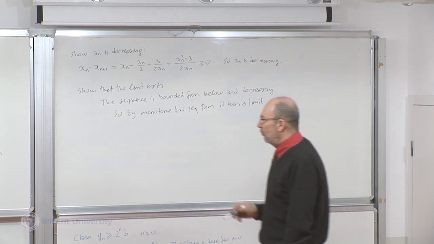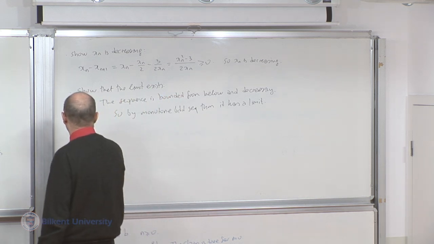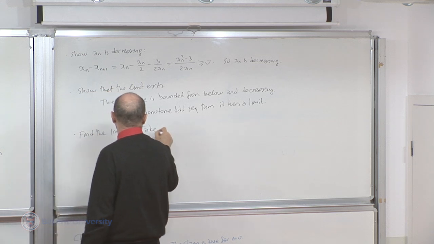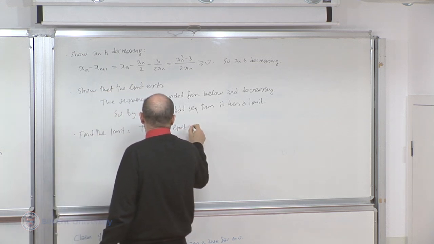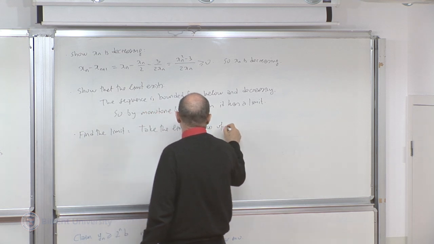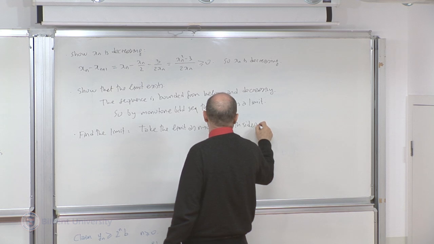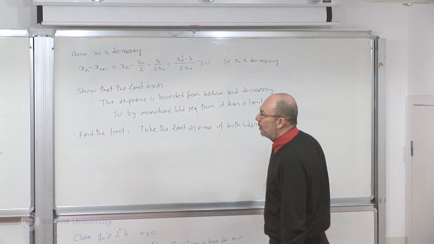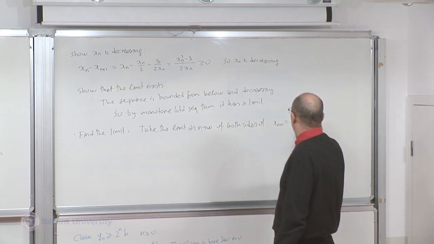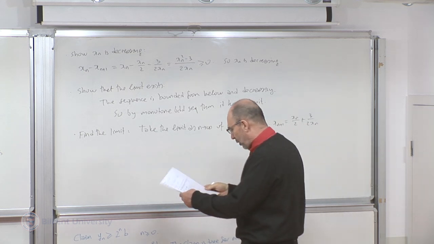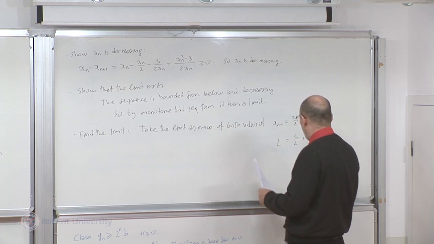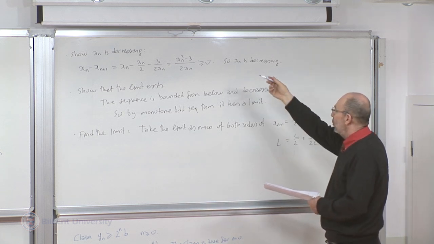Okay, now final step. We know the limit exists. Find the limit. Here take the limit as n goes to infinity of both sides. Okay, so what is it? x_{n+1} equals x_n over 2 plus 3 over 2x_n. So here you will have L is equal to L over 2 plus 3 over 2L. You solve these things. Okay, so you'll get something like this.